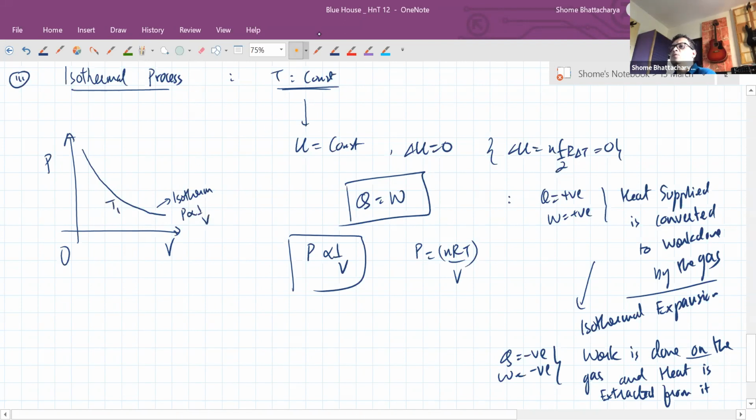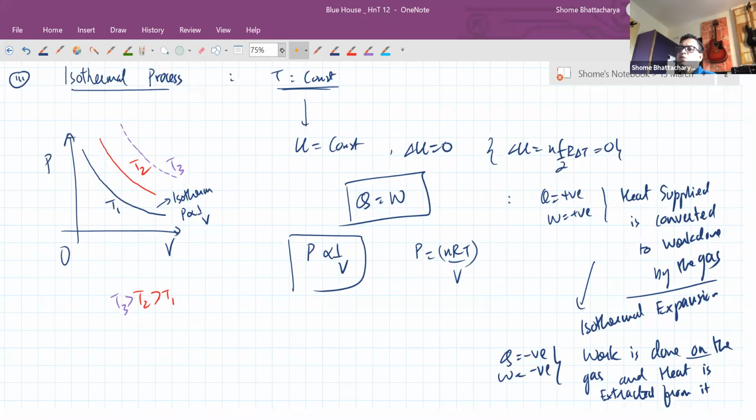One thing you might want to note down here is that if you compare two different isotherms like this, T2 is greater than T1. The greater the temperature, the further away the isotherm is from the origin. This is a comparison of isotherms at different temperatures for a given sample of gas. Because you can see that P is equal to some constant, which is nRT divided by V. So the larger that constant, the further away it is from the origin, that hyperbolic curve.